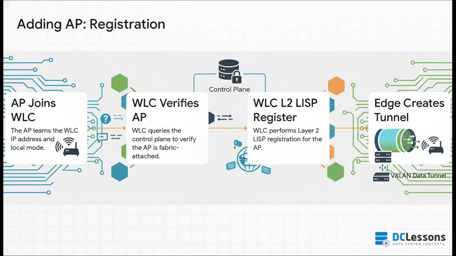The AP finds and joins the WLC. The WLC then checks with the control plane, kind of like asking, "Hey, is this AP for real? Is it part of our fabric?" Once it gets the OK, the WLC does a special Layer 2 registration, and that's the signal for the edge switch to build a dedicated data tunnel using VXLAN directly to that AP. Once that tunnel's up, it is officially open for business.